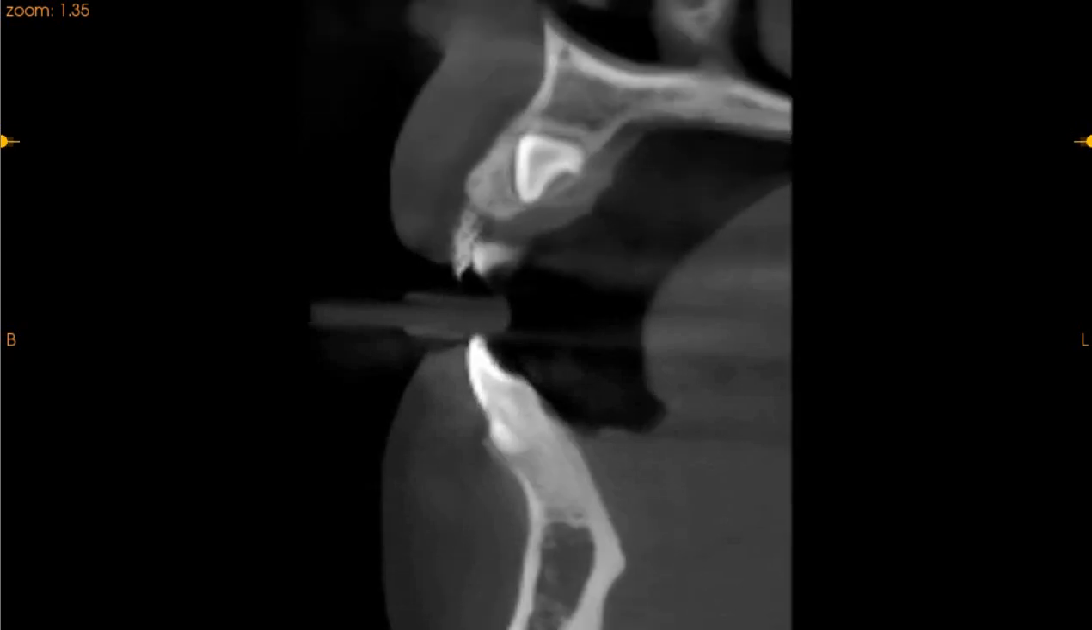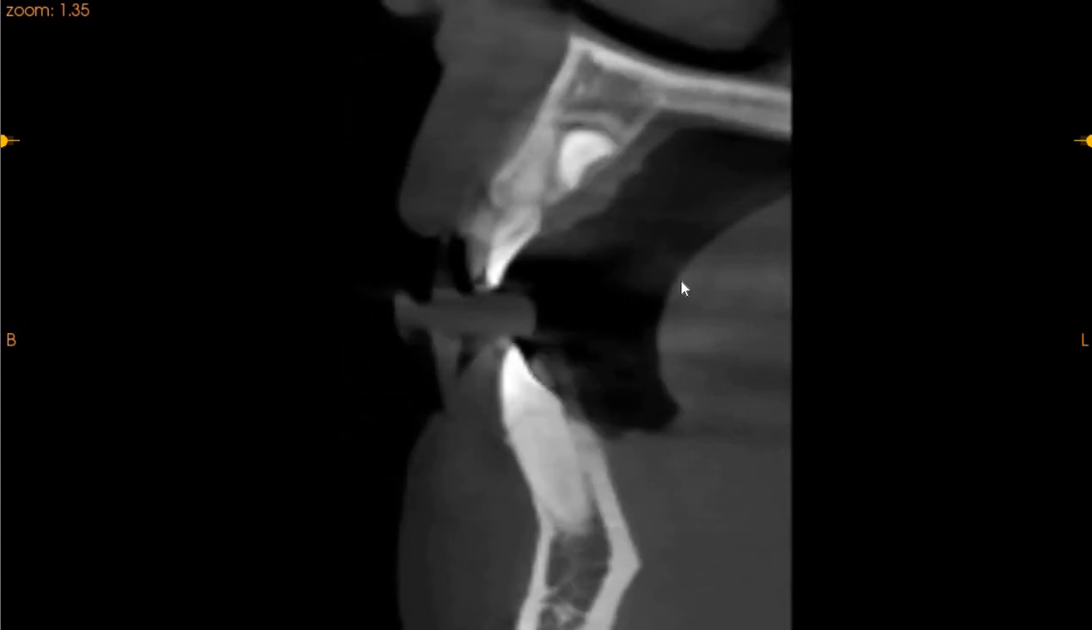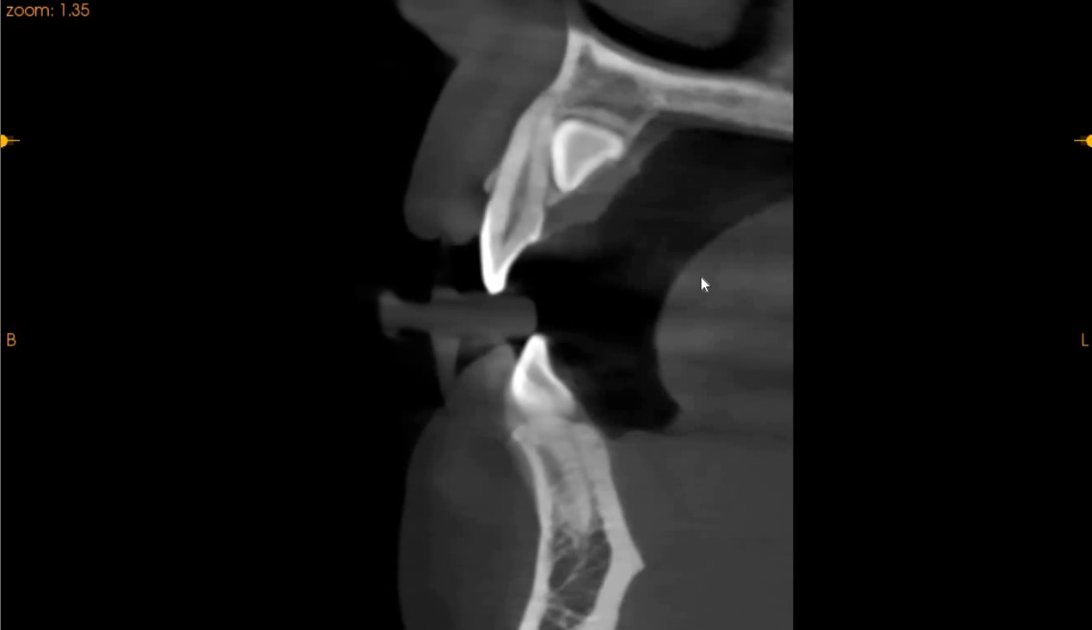Now moving to the upper left quadrant, you can see that this canine is quite higher in location and is slightly more mesioangular in its direction. This canine is also in close proximity to the lateral incisor. This is the lateral incisor, and then we can see this is the deciduous canine on the upper left hand quadrant. Both the deciduous canines don't have any signs of resorption at the moment.